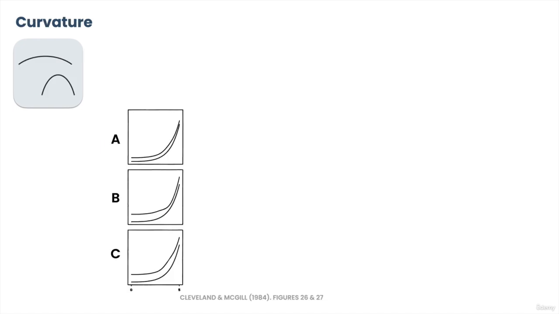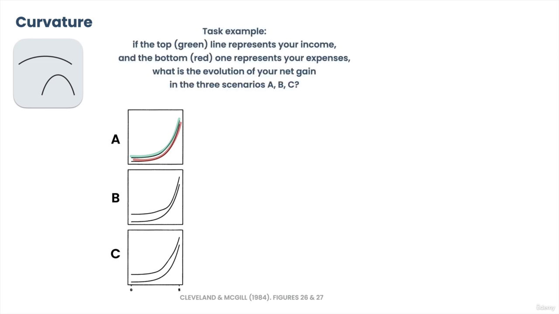The next task is decoding curvature, and this is a very particular one. Let me show you with an example. Can you see these three scenarios here, these three sets of curves? Let's say that the green line represents your income, and the red line represents your expenses over a long time. Then my question is, can you tell me which is the evolution of your net gain, so your income minus your expenses, in these three scenarios?